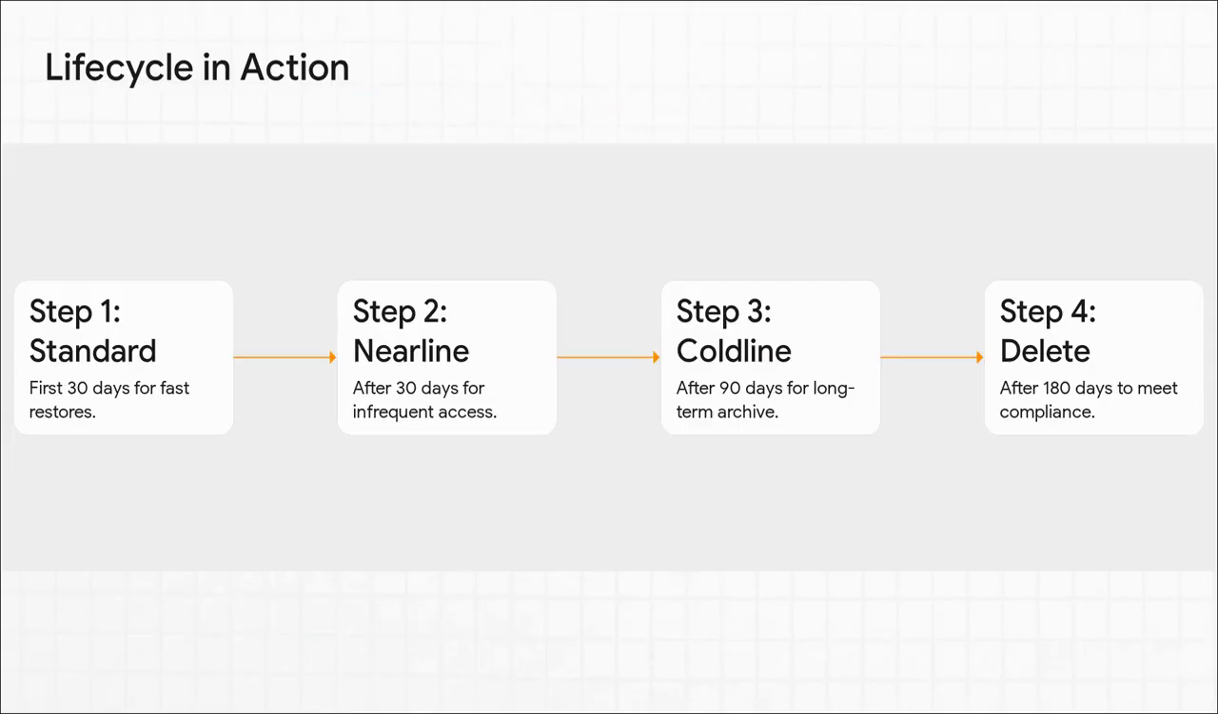So let's follow how this would work for, say, our database backups. For the first 30 days, they live in standard storage, just in case we need a really fast restore. After that, a policy automatically kicks in and moves them to nearline. Then, after 90 days, to coldline, saving us more and more money. And finally, after 180 days, the policy just deletes the backup to meet our compliance rules. It's cost optimization and cleanup all on autopilot.